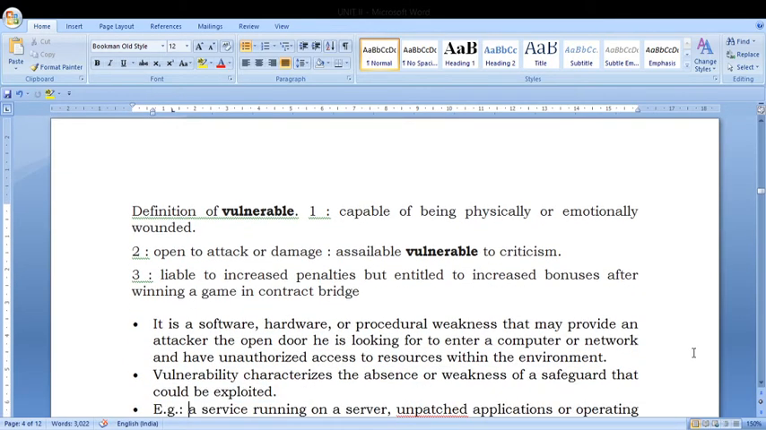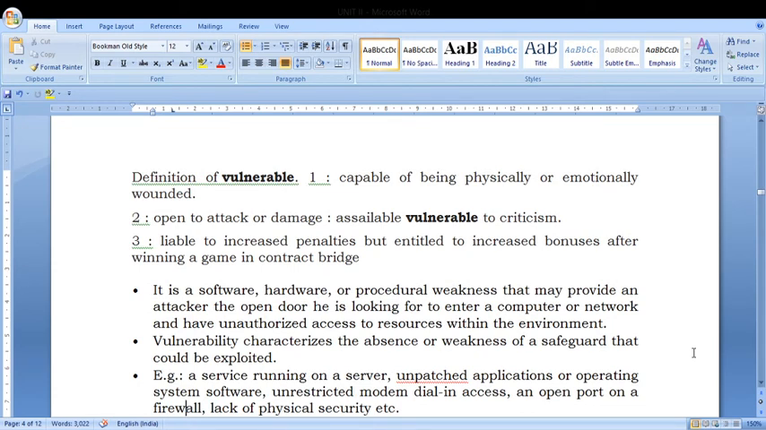A vulnerability is a software, hardware or procedural weakness that may provide an attacker the open door he is looking for to enter the computer or network and have unauthorized access. That is very important: without permission, unauthorized access. A person entering into the system or the office is breaking the rule and doing some malpractices. Vulnerable characteristics: the absence or weakness of safeguards. Because of that only, we are implementing security control in the department.